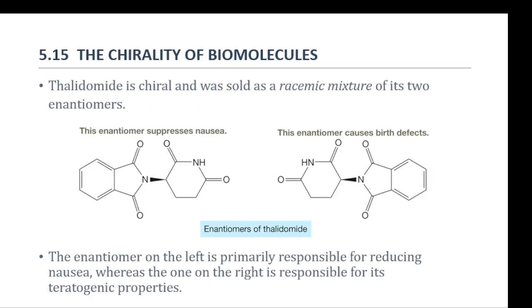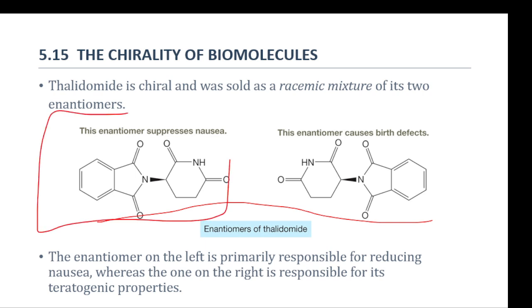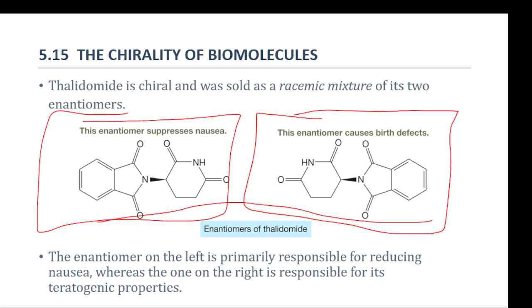Okay, so let's talk about the chirality of biomolecules. This one is a chiral biomolecule. It's oftentimes sold as a racemic mixture of its two enantiomers, and this is actually where we see the enantiomers. This enantiomer right here suppresses nausea. This enantiomer, on the other hand, causes birth defects.